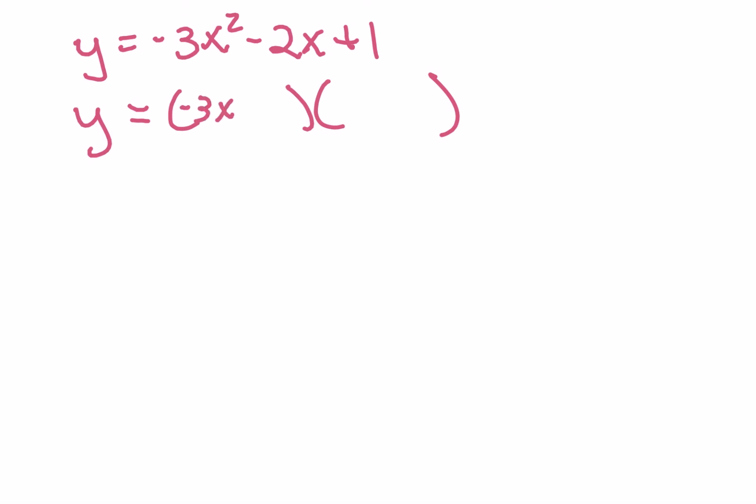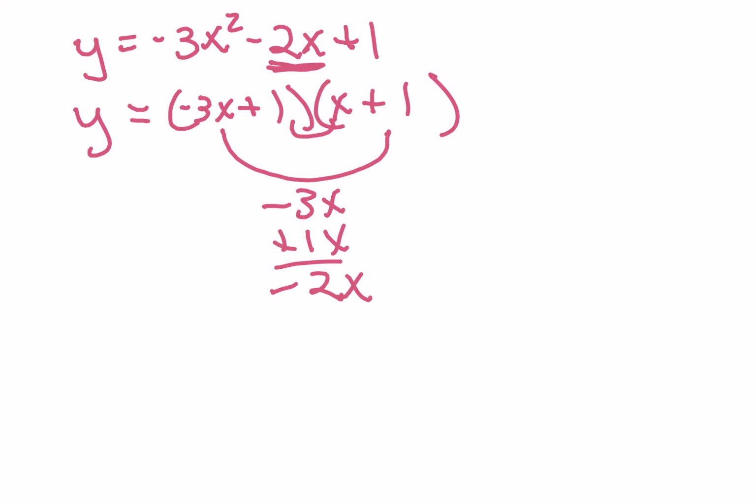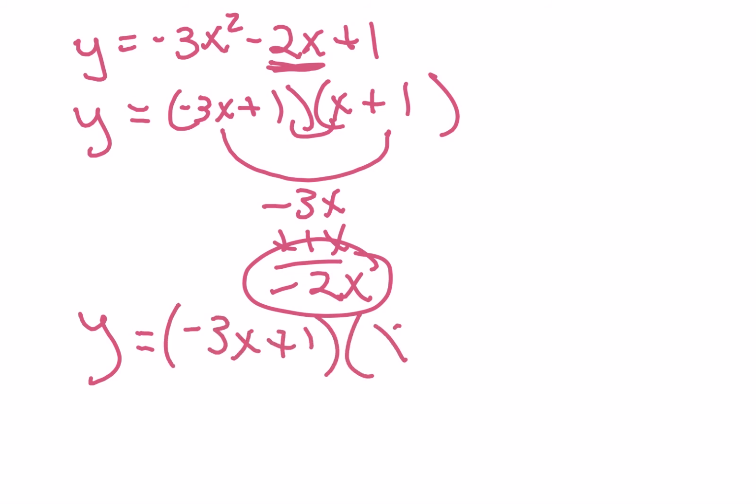There's several different methods to factoring. Negative 3x times x would give me negative 3x squared. Then I need to think about how I can get a positive 1. I can do a plus and a plus. There's only a 1 and a 1. That's the only way I can get a positive 1. And then I need to see, does this combination give me my negative 2x in the middle? That's negative 3x plus 1x, which is negative 2x. So yes, it does. So my factors are going to be negative 3x plus 1 times x plus 1. Set that equal to 0.